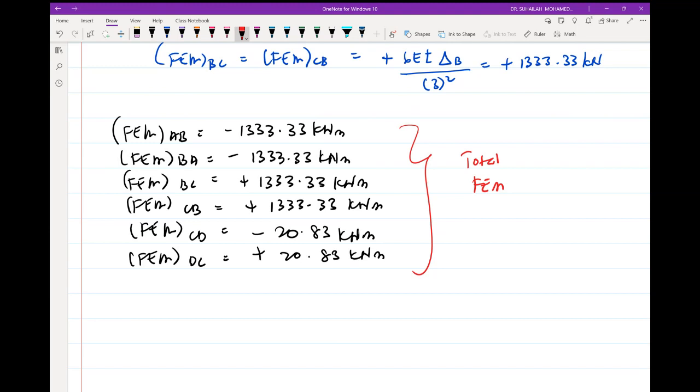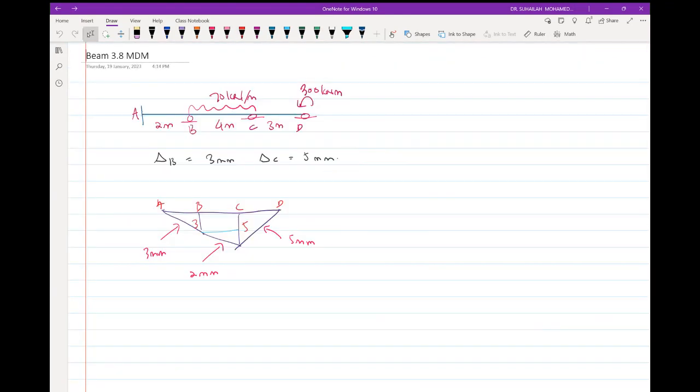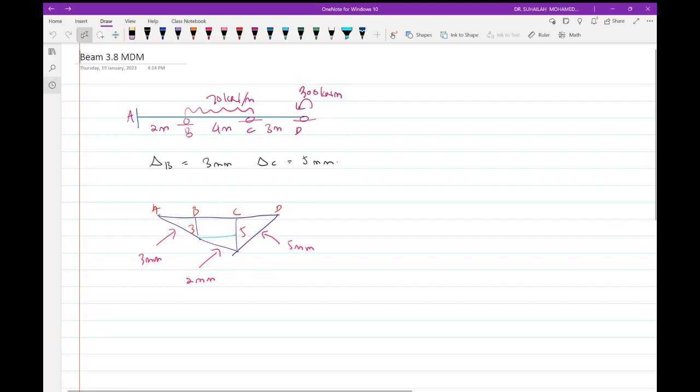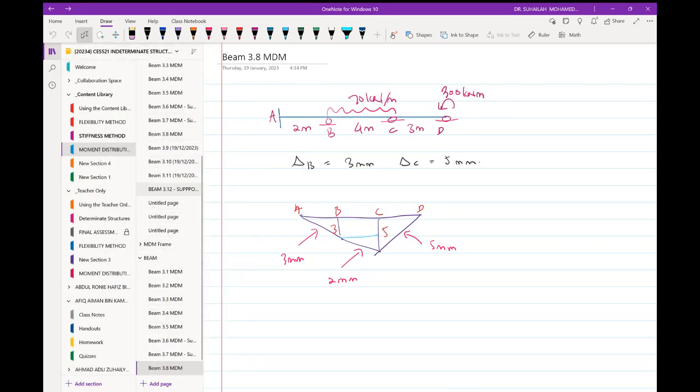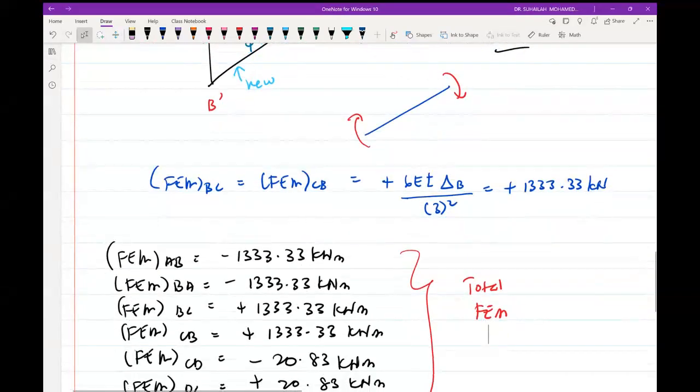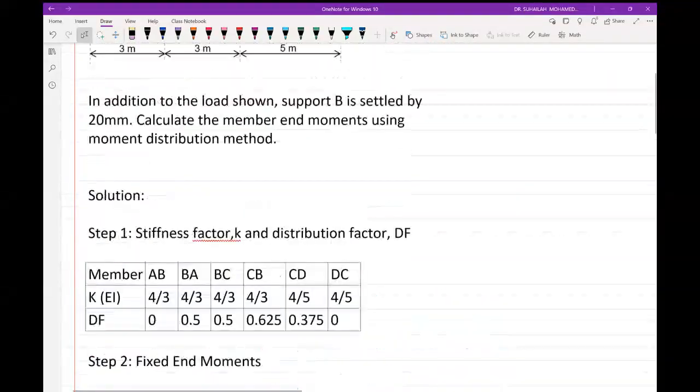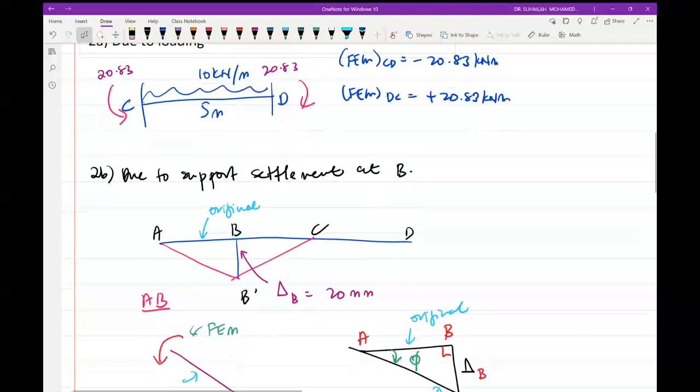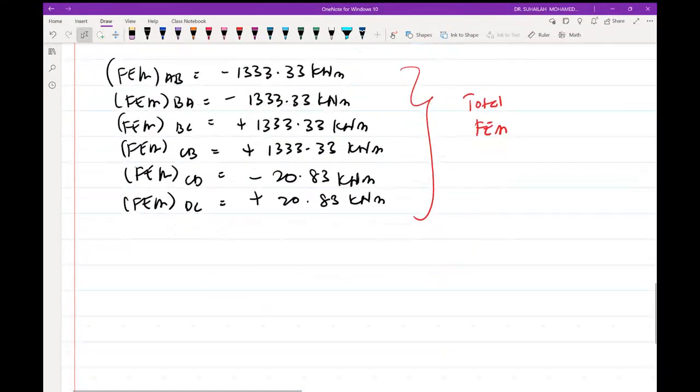From the moment that you get in the table, please try to draw the bending moment diagram and see what happened after the settlement occurs. Use the distribution factor and use this fixed end moment in the table, find the member end moments, and after that draw the bending moment diagram. So that's all. I want you to continue this for the 1 hour session class today to finish this example. Thank you very much.